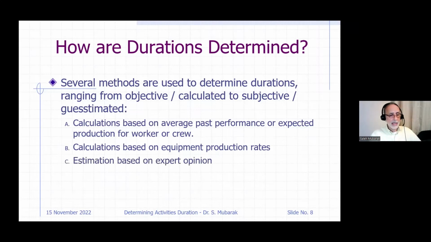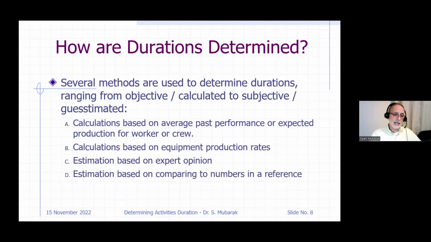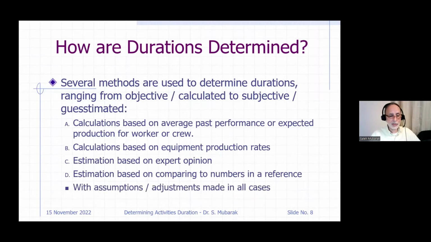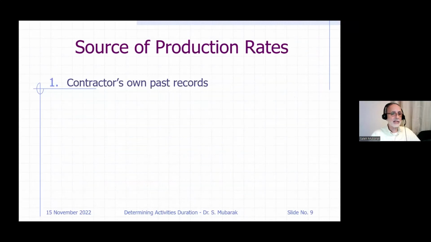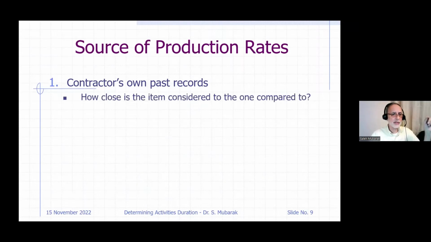Estimate based on expert opinion. Estimation based on comparing to numbers in a reference such as RS Means, SPON's. Of course, in all of these cases with assumptions and adjustments done. The source of production rates, the best source for you, Mr. Contractor, is your own records, all right?